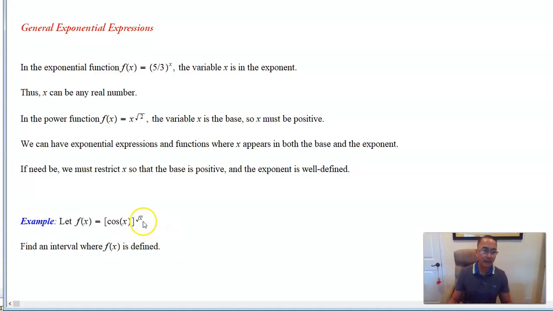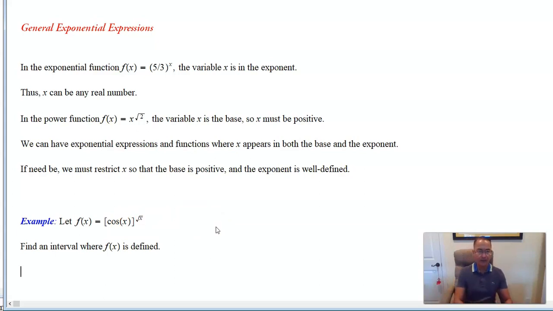Okay, well, we have square root of x in the exponent, so that actually gives us a hefty restriction on x right off the bat. So x has to be positive. But cosine of x is sometimes positive, sometimes negative. When we did the inverse trig functions, we said that from 0 to pi over 2, it's positive, and then it becomes negative.